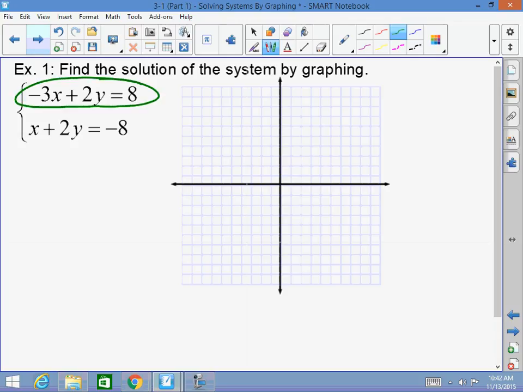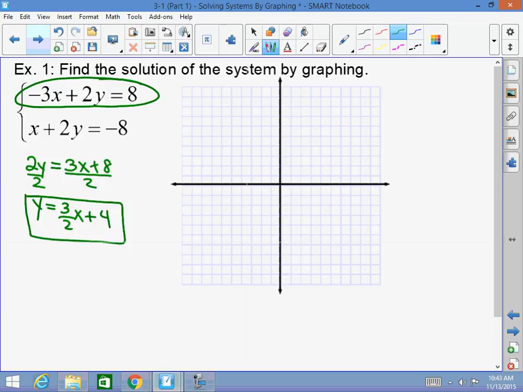Solve for y. So I'm going to add 3x to both sides, which gives me 2y equals 3x plus 8. And then I'm going to go ahead and divide by 2. So my first equation is y equals 3 halves x plus 4. I'm going to do that in green. I'm going to go ahead and graph it right now.